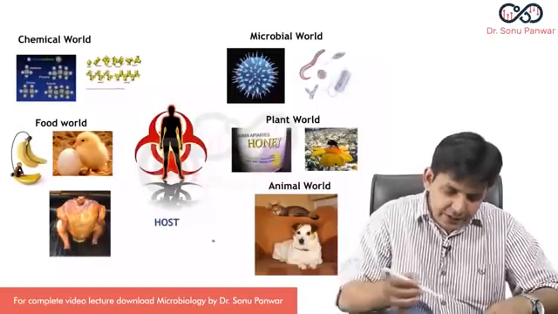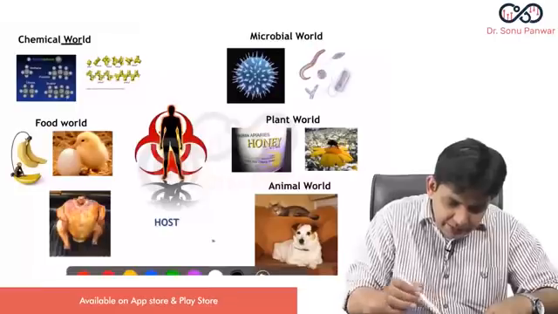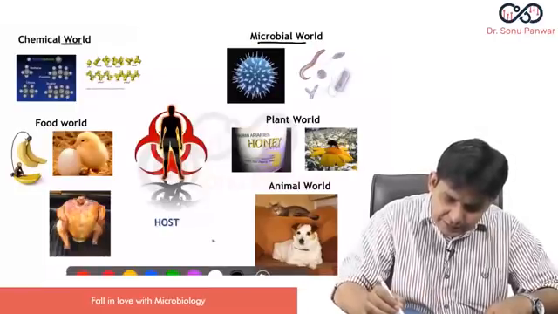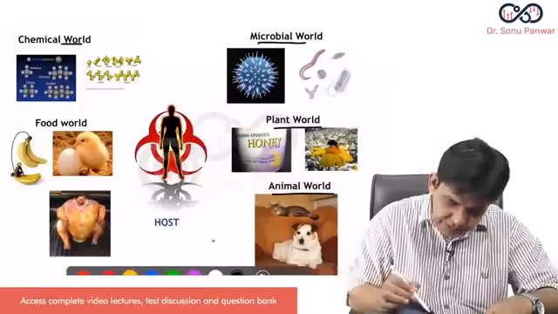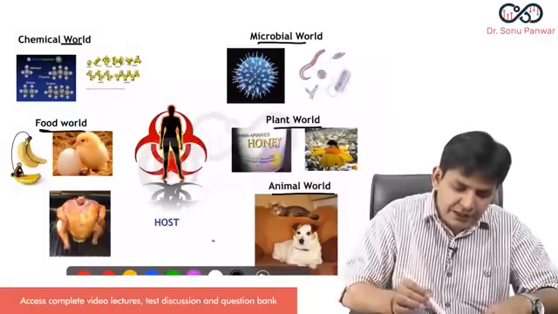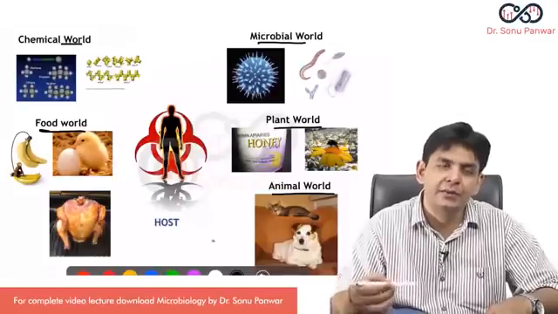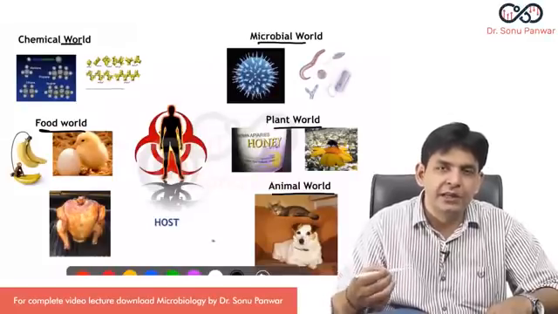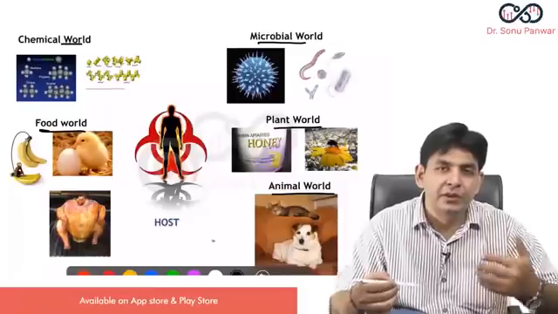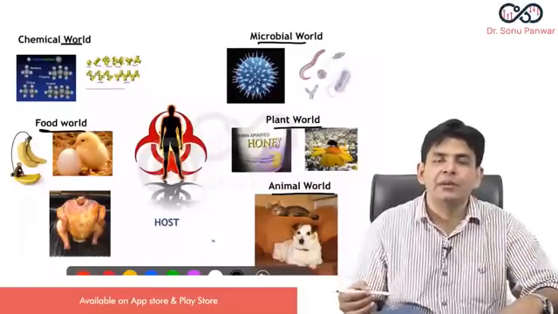So this is a fellow, and it is being offended by whom? By the chemical world, by the microbial world, by the plant world, by the animal world, and the food world. So everything is offending us, and the resistance offered against them is termed as what? Immunity. And the study of all that system by which we resist is known as immunology.